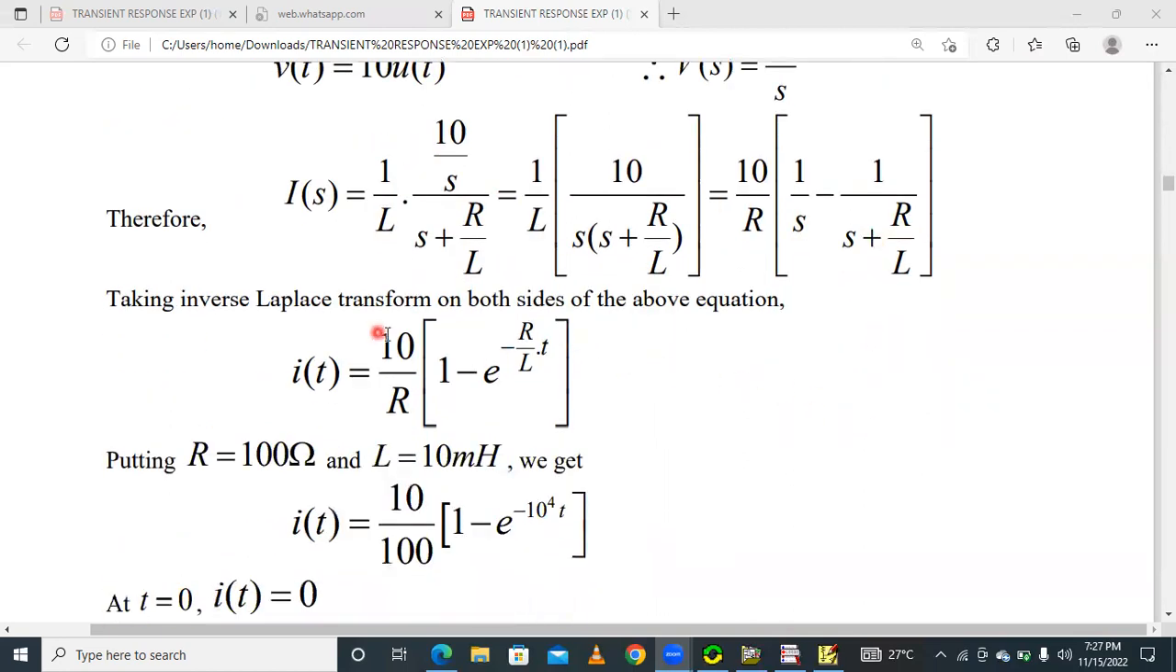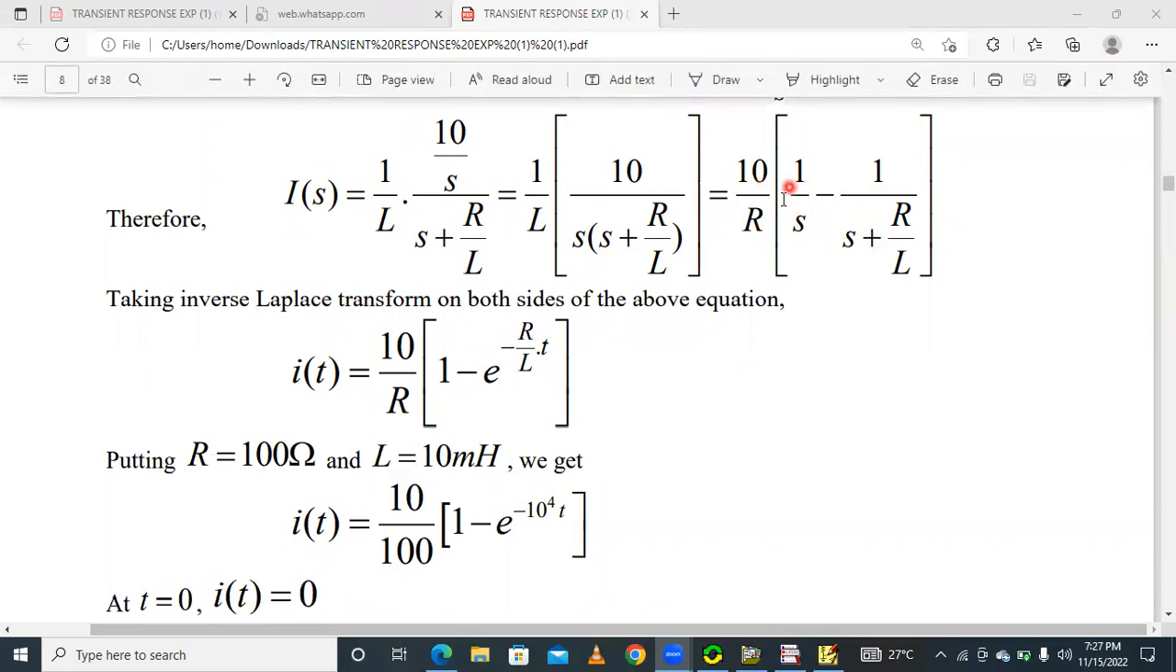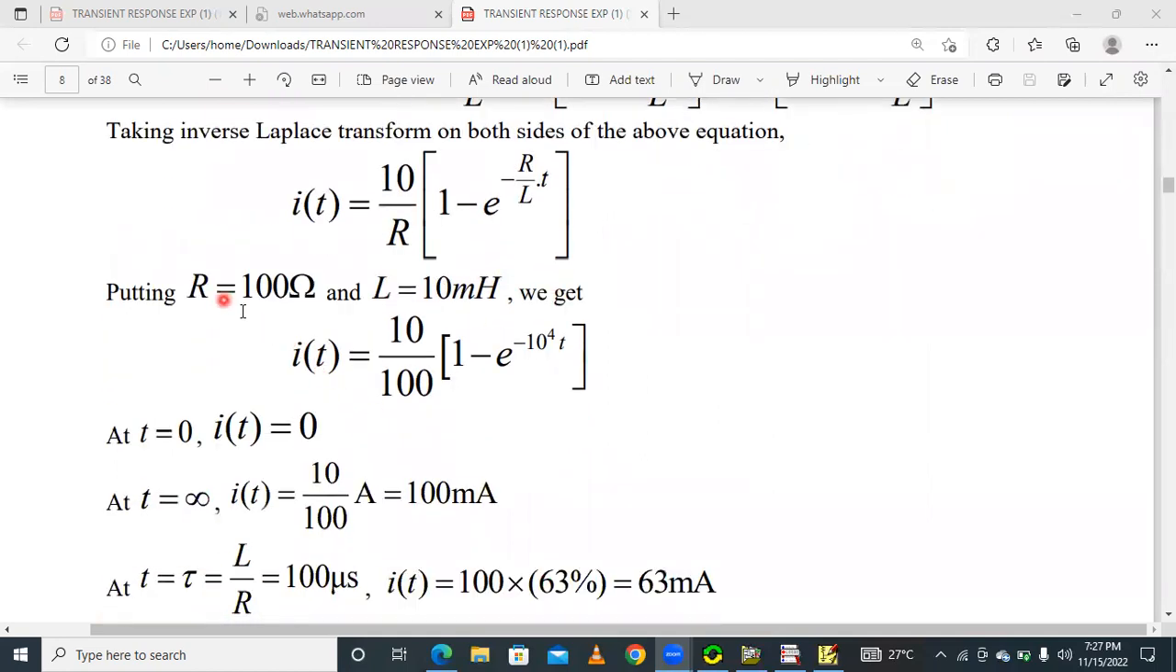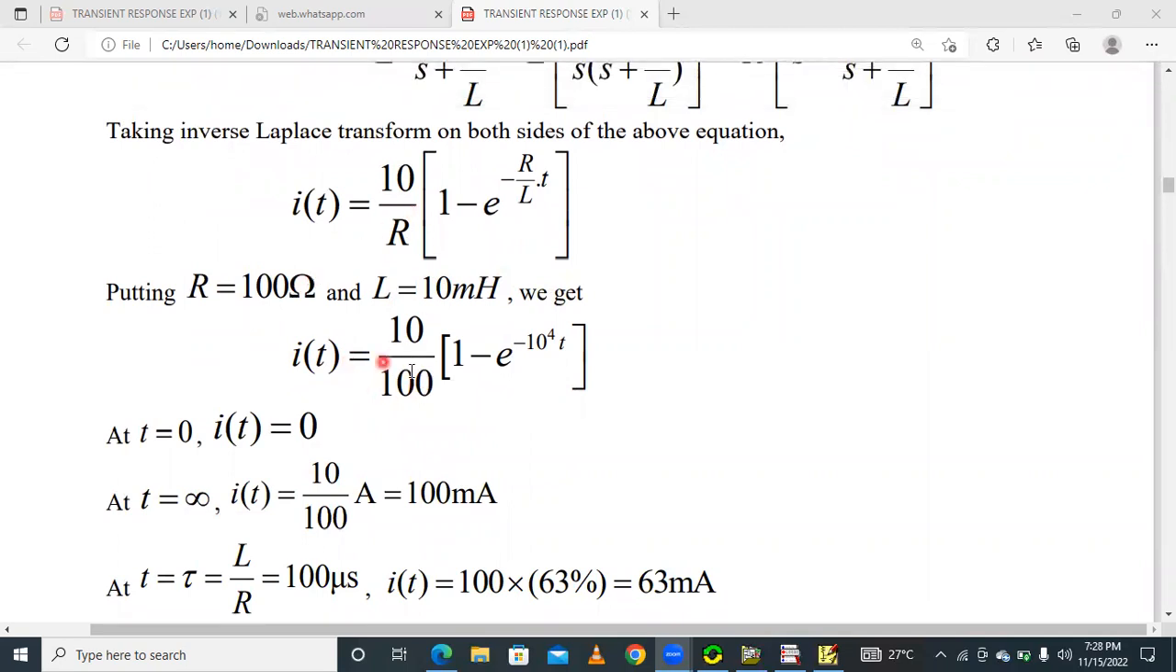By taking the inverse Laplace transform on both sides, we get I of t equal to 10 by R. The inverse Laplace transform of 1 by s is 1, and the inverse Laplace transform of 1 by s plus R by L is e power minus R by L into t. In this question, R is equal to 100 ohms and L is equal to 10 millihenry. Substituting these values, I of t is equal to 10 by 100 into (1 minus e power minus 10 to the power of 4 t).